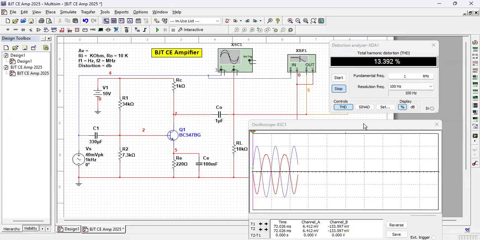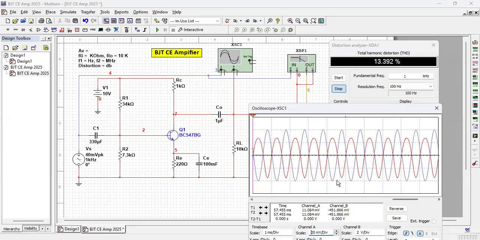Of course, as a result, when I made 40 millivolt, the output drops and the distortion becomes 13.392%. Even now I'm not happy because the upper portion is flatter. The zero-to-upper peak is around 2.6 volt or 2.7 volt. The lower peak is around more than 3 volt. So I make it a still lower signal.